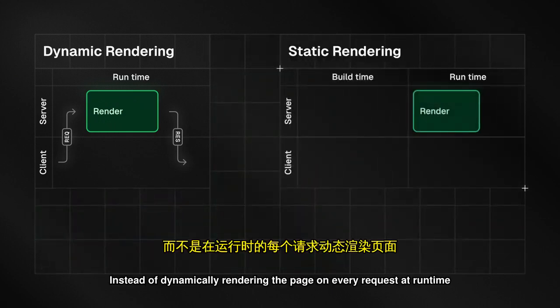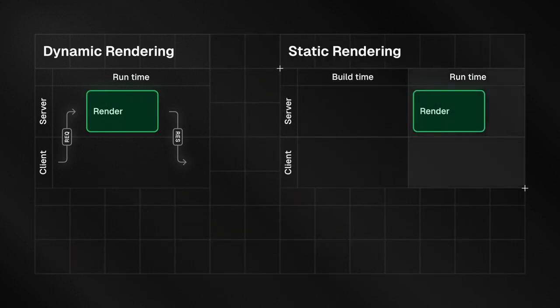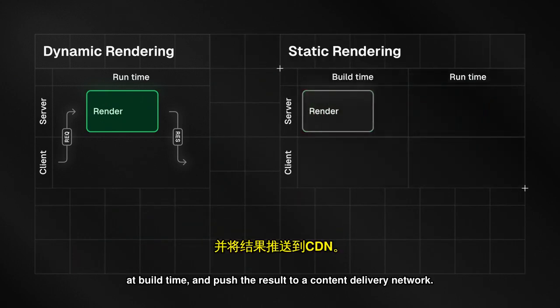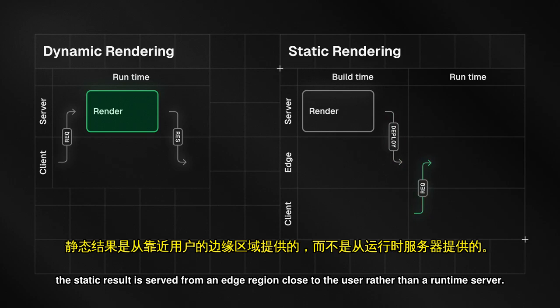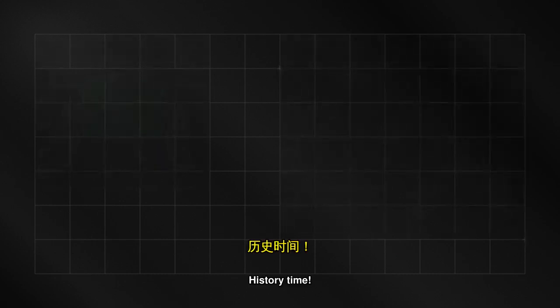Instead of dynamically rendering the page on every request at runtime, we can pre-render the page once at build time and push the result to a content delivery network. When a pre-rendered page is requested, the static result is served from an edge region close to the user rather than a runtime server.